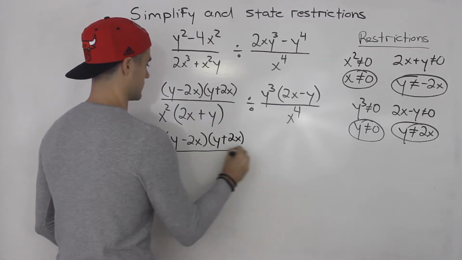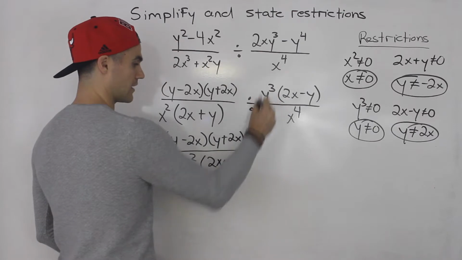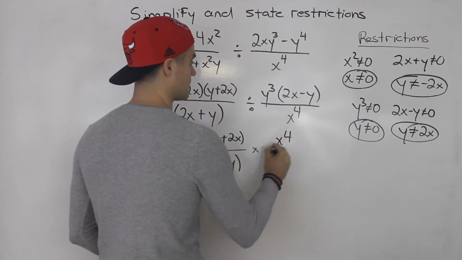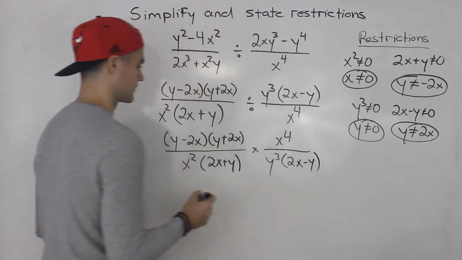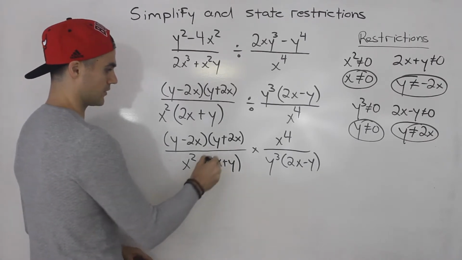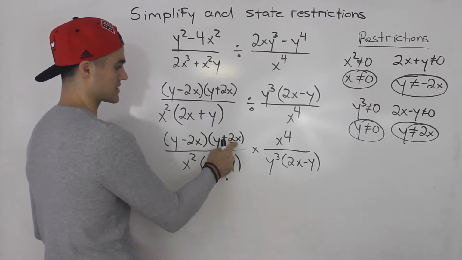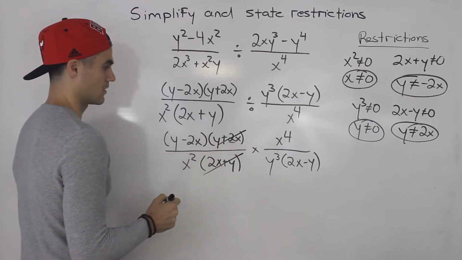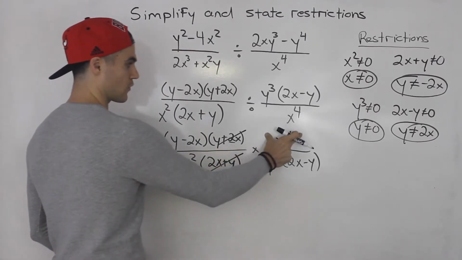So when we are dividing, what is happening? We flip that second fraction, and then we change this to multiplication. So we'd have x to the 4 up here, then we'd have y cubed, 2x minus y. So now we combine everything. Notice that y plus 2x, 2x plus y, those are the same thing. We could just take this 2x, bring it in front, it'd be 2x plus y as well. So these two are going to cancel out. We got x to the 4, x squared here. So we got 2 x's at the bottom, 4 x's at the top.